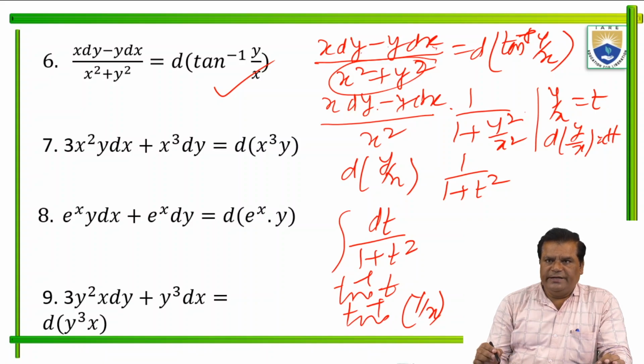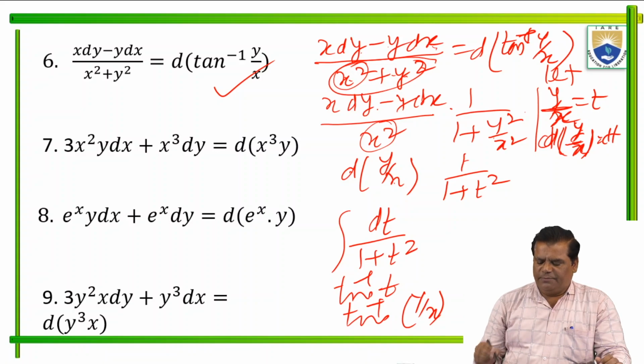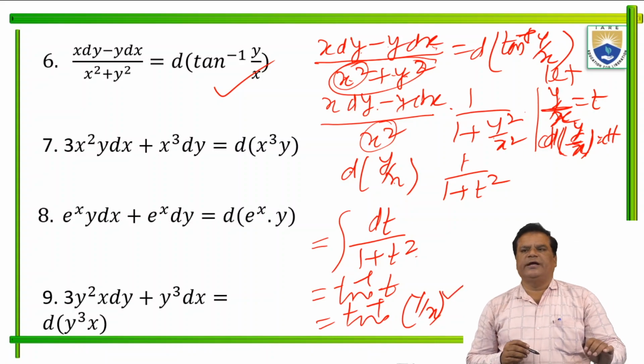x dy minus y dx upon x square plus y square. Here, taking x square common, we get 1 plus y square upon x square. Let y upon x equal t. So the differential of y upon x equals dt. Here this is d of y over x, and this is 1 upon 1 plus t square. With y upon x as t, dt upon 1 plus t square gives tan inverse t, and this is tan inverse y upon x.